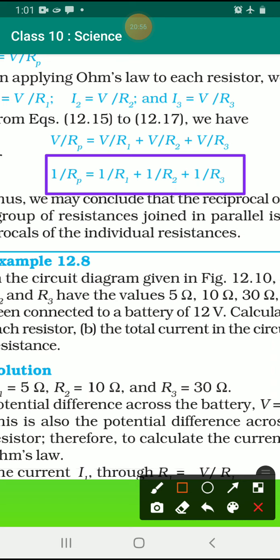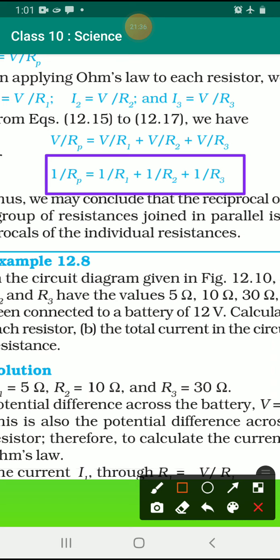So this is, children, a very important formula as far as parallel resistances, the connection of resistors in parallel, is concerned. Just now we have seen the two formulas. The first formula is about series resistance, which is very simple: Rs is equal to R1 plus R2 plus R3 and so on, isn't it? And in the second, parallel resistance, it is 1 by Rp, R parallel. 1 by Rp is equal to 1 by R1 plus 1 by R2 plus 1 by R3.